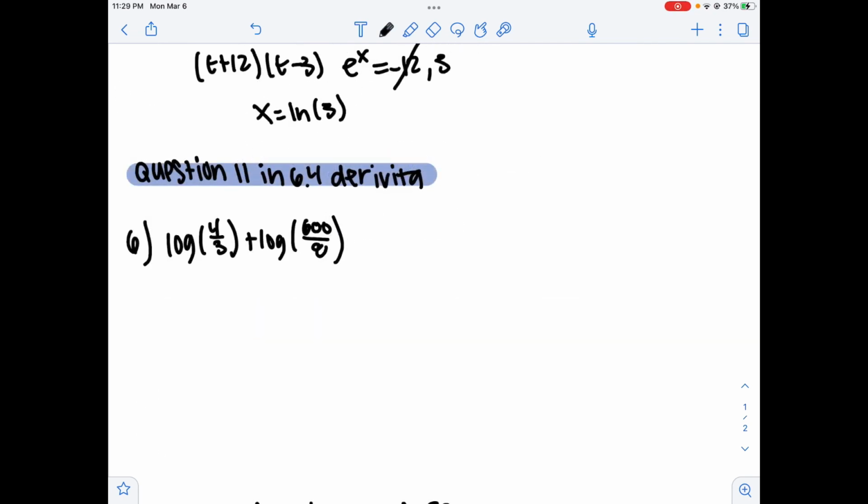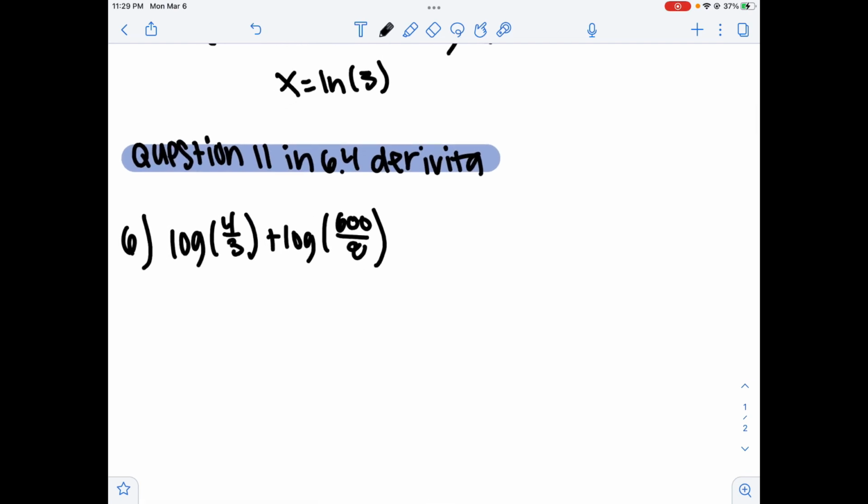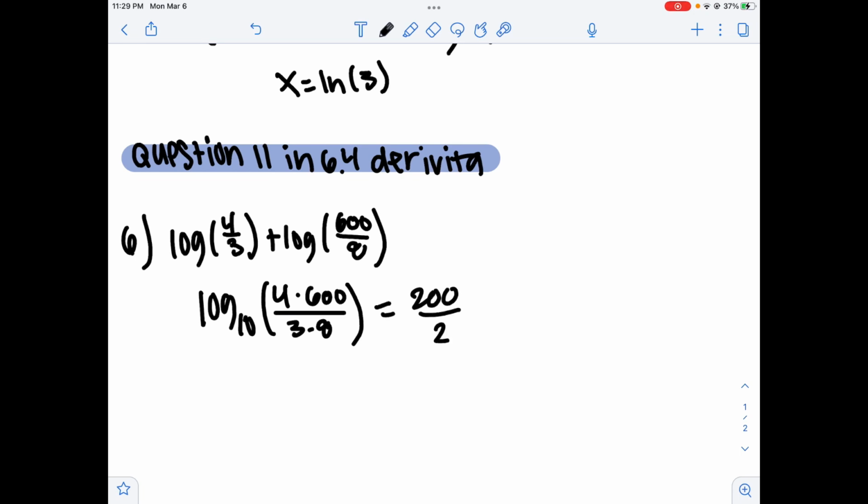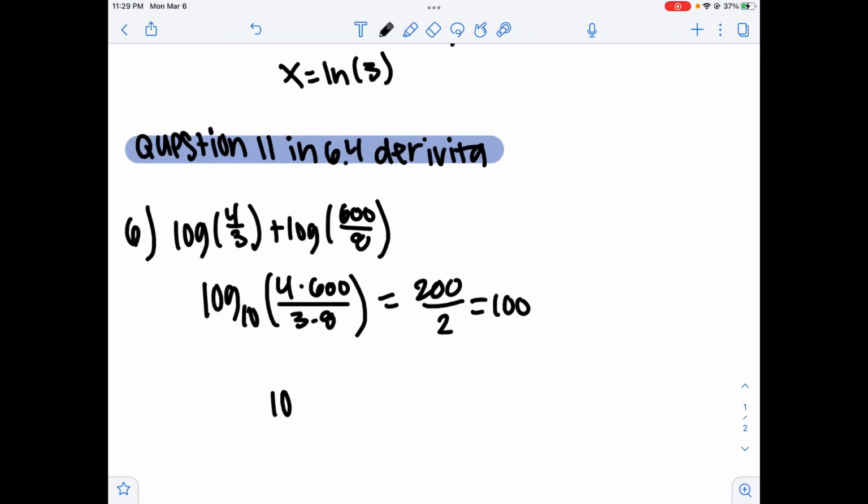Okay, for number 6, we're basically just going to multiply the two because they have the same base. And so we know that log base 10, and then we just do 4 over 6 times 3 over 8, and that simplifies down to 200 over 2, which we know is 100. So we get log base 10 of 100 is equal to x.